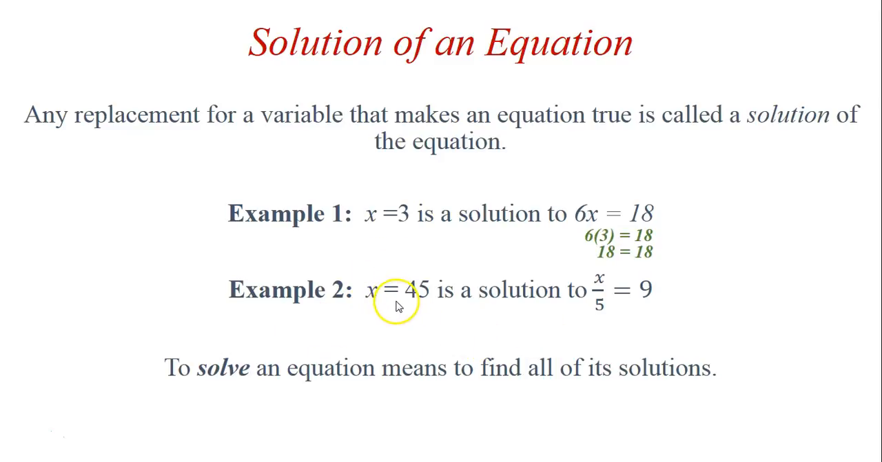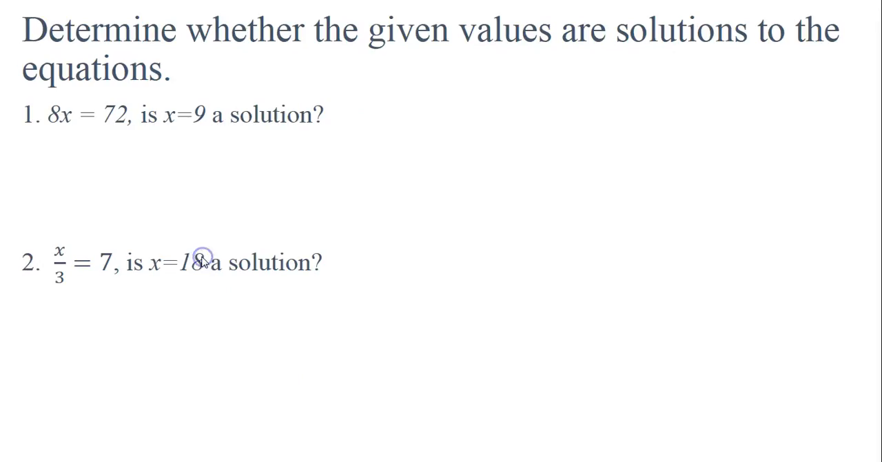Example number 2, x equals 45 is a solution to x divided by 5 equals 9. Just a reminder, this fraction bar is another form of division. That fraction bar represents x divided by 5. So, we're going to plug in 45 for x. 45 divided by 5 is equal to 9. 9 is equal to 9. And once again, whenever we say solve this equation, it means to find all of its solutions. Let's go over a couple examples.